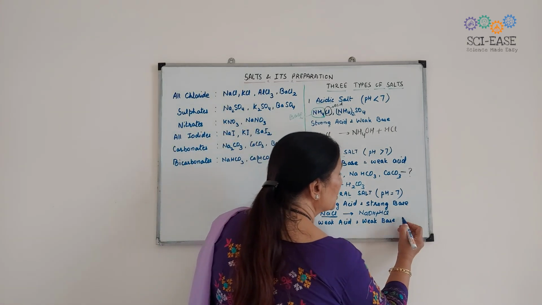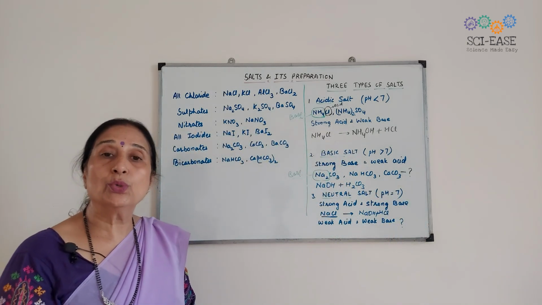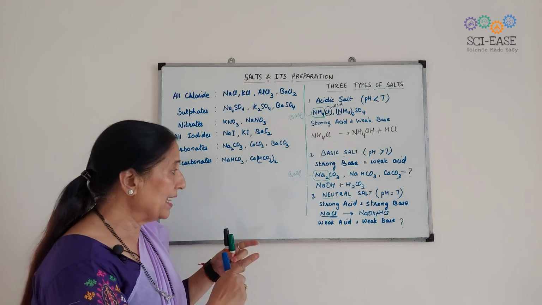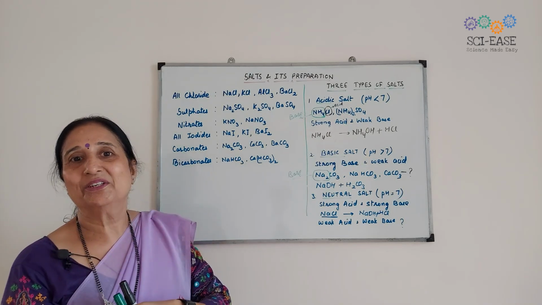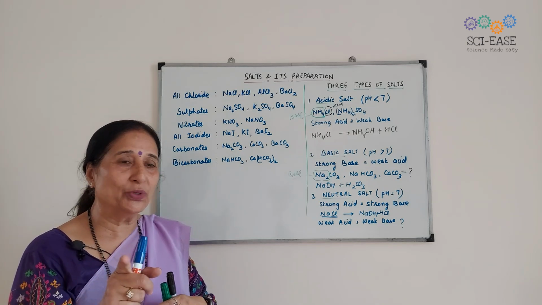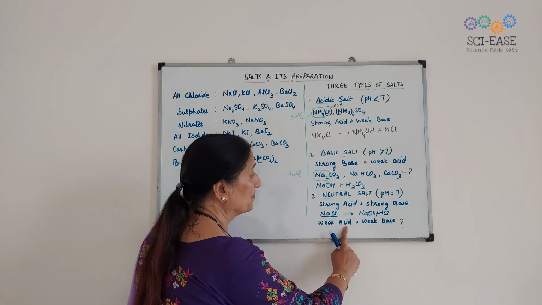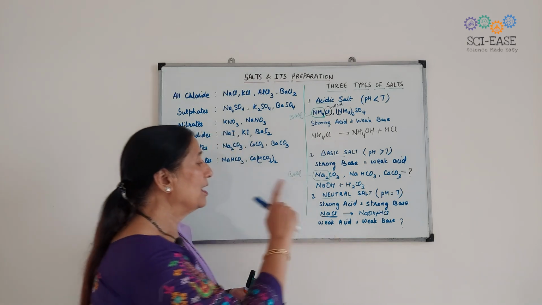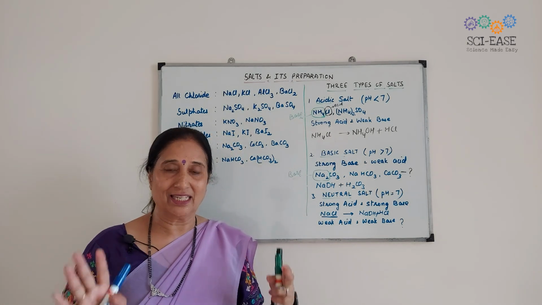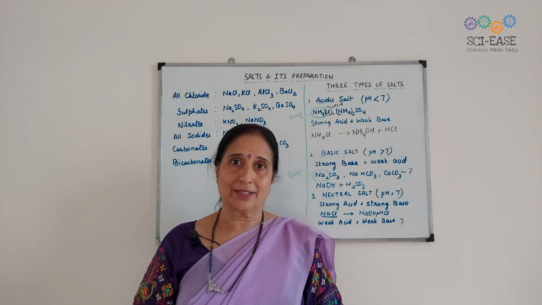So you must write an example here, taking any weak acid and weak base. Okay, this is homework for you. You are to write in the comment section which salt is formed when a weak acid reacts with a weak base. So this is in general about the salts.